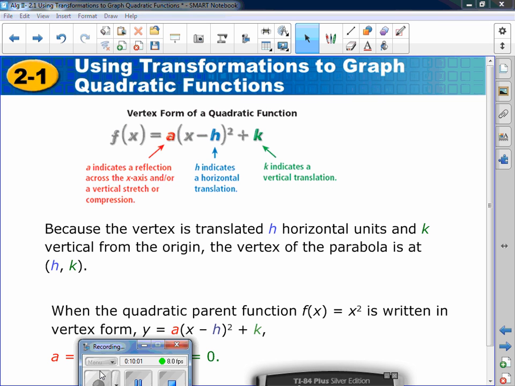This pretty much puts everything together. If you have a number out front, that is going to be your stretch or compression. If it's negative, it will be a reflection across the x-axis. X minus h is going to tell you the horizontal translation. And the number that's on the outside by itself, a constant, is your vertical translation. The vertex of the parabola is always the point (h, k).